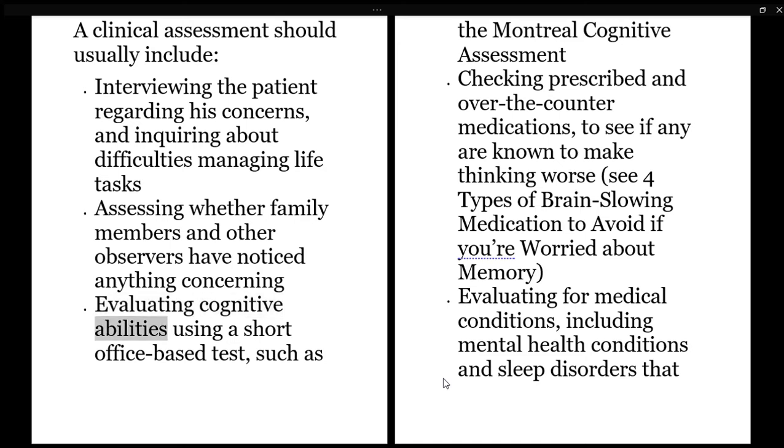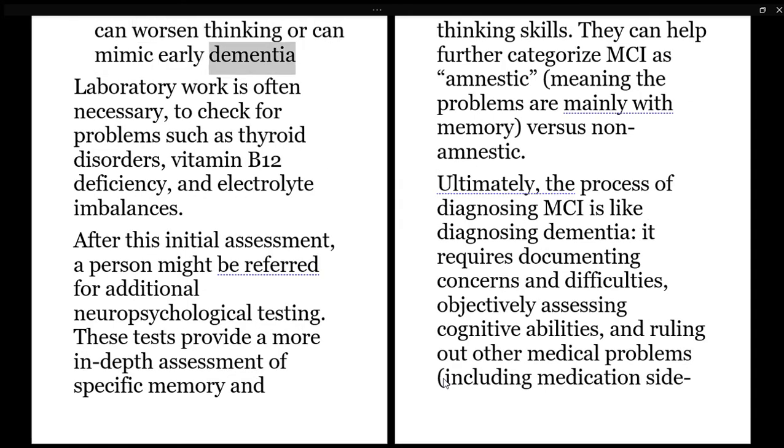Evaluating cognitive abilities using a short office-based test, such as the Montreal Cognitive Assessment. Checking prescribed and over-the-counter medications, to see if any are known to make thinking worse. See 4 types of brain-slowing medication to avoid if you're worried about memory. Evaluating for medical conditions, including mental health conditions and sleep disorders that can worsen thinking or can mimic early dementia. Laboratory work is often necessary to check for problems such as thyroid disorders, vitamin B12 deficiency, and electrolyte imbalances.